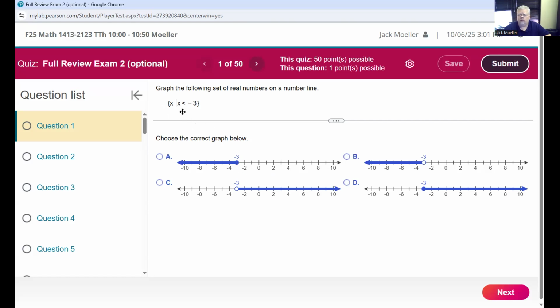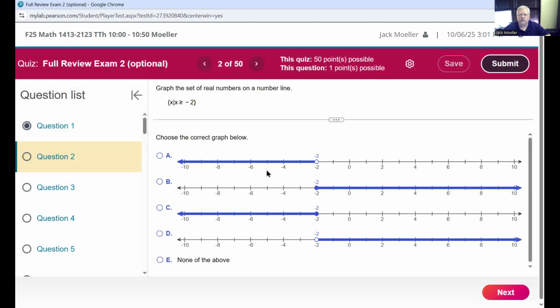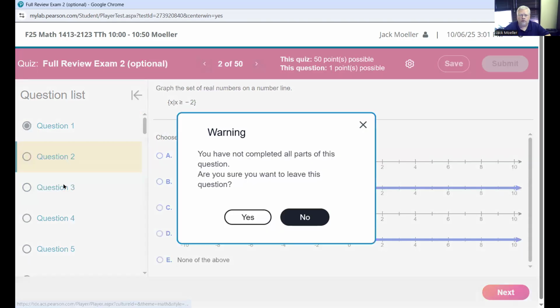Hopefully you're good now with the fact that if x is less than, it's to the left. If x is greater than, it's to the right. And then open circle, closed circle: if there's no equals, we use an open circle. If there is an equals, we use a closed circle. So x less than -3 is going to the left, so it's one of the top two. And then there's no equals, so it would be B. Okay, so that's your warm-up question. A couple of those for practice.